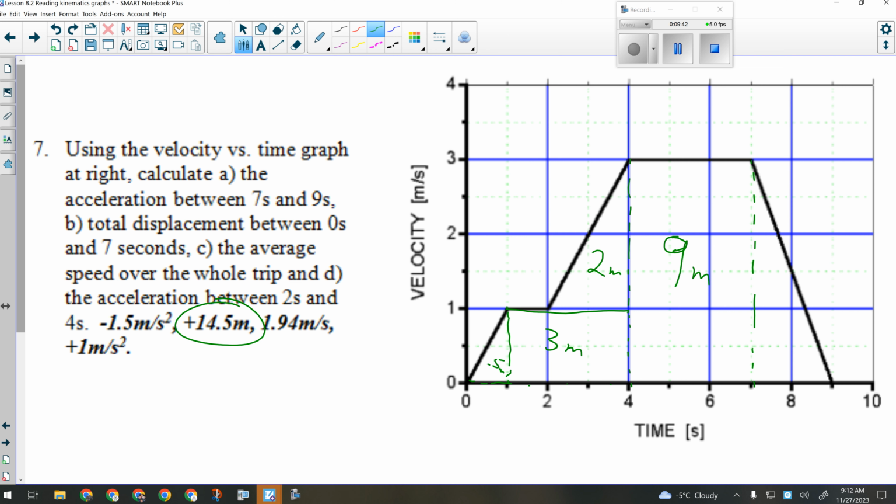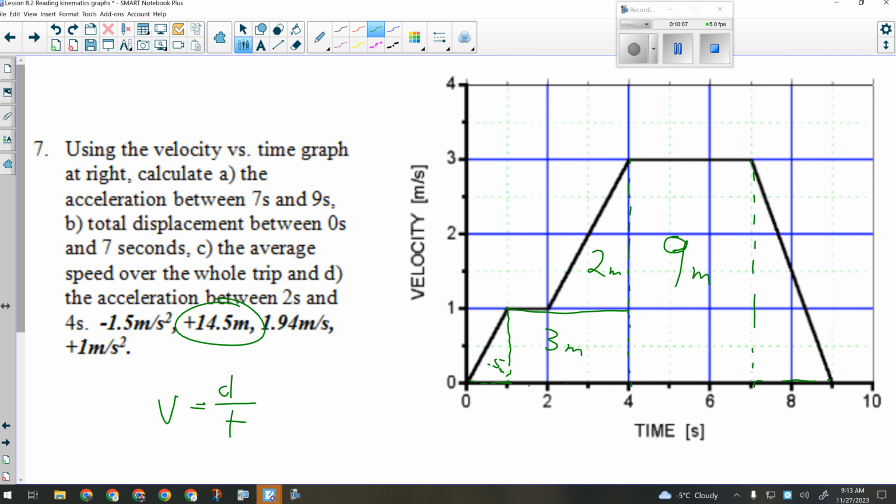Then they want the average speed over the whole trip. What else do I need to get average speed? I want to calculate average speed. What things do I need? Total displacement and total time. Close. Total distance, total time. Yeah, because speed is scalar. Still going to calculate it the same way though.